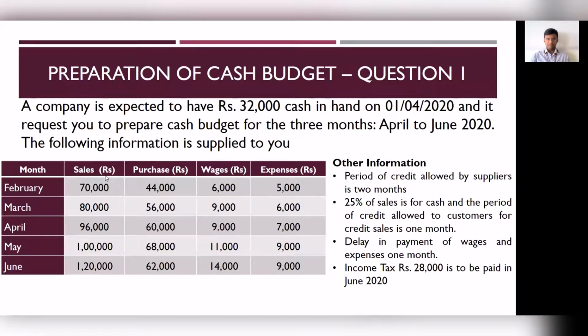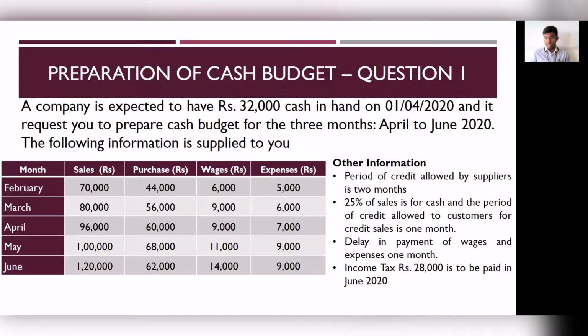We have sales. Sales, we know it is a receipt. So in the cash budget, this will fit into the receipt. Then you have purchase. Purchase would be fitting into cash payment. Wages, expenses, these two are again fitting into the cash payment. Along with this, they have given us some additional information. The additional information goes like this.